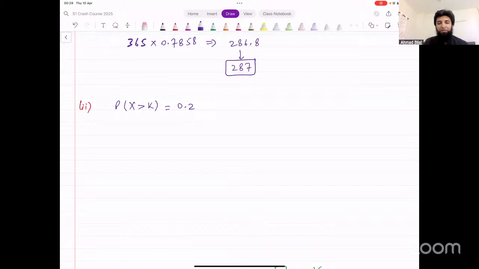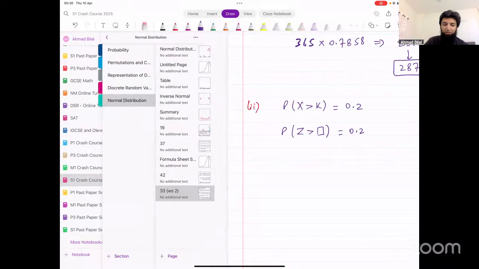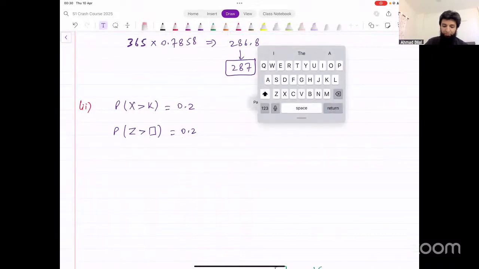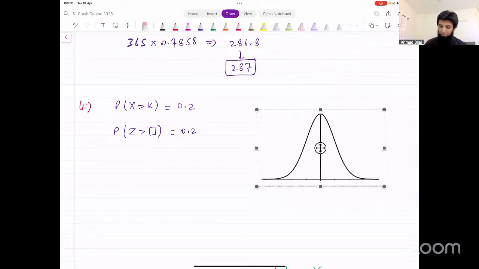What we do is we first of all convert it to z. We have probability given and something missing in the data, so this is inverse normal. We write this in z form first of all. We say, okay, probability of z greater than some value is equal to 0.2. And now we need to decide whether z is positive or negative. How do we do that?